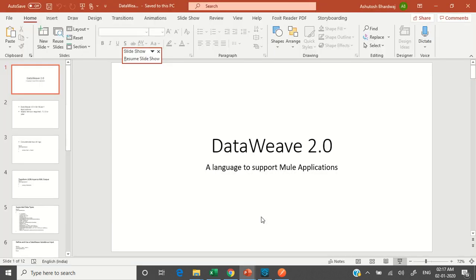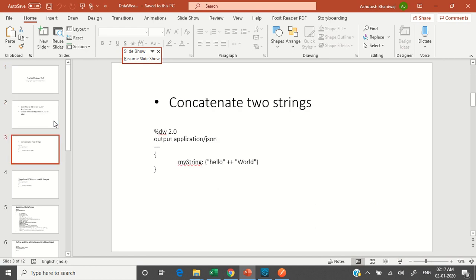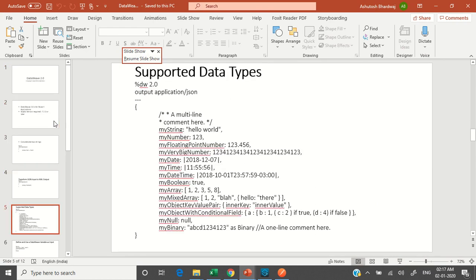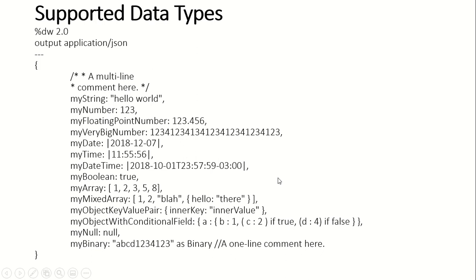Now come back to the DataWeave transformation 2.0. Now our third operation is the supported data types in DataWeave. The second line says output application/json. So there are many data types. One is the string; you can type a string in double quotes. There is a number; you can type it without the double quotes. Then there is a floating point number, which you can type as the number itself. There is a very big number, where you can type bigger numbers.